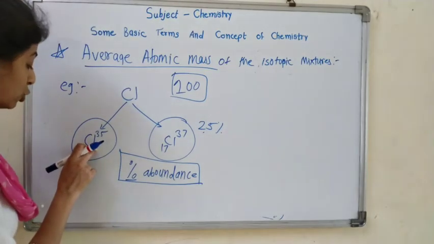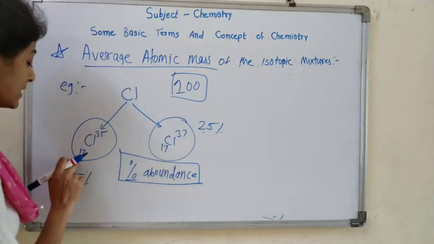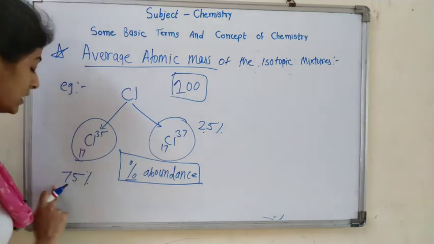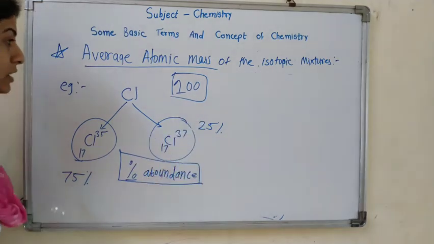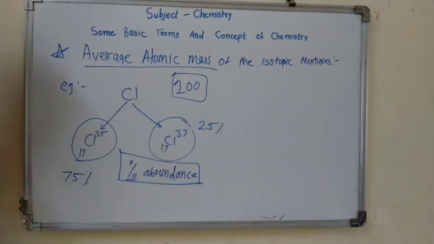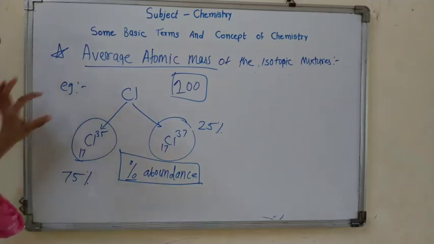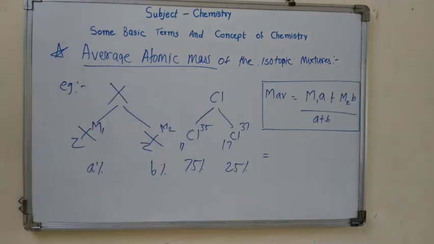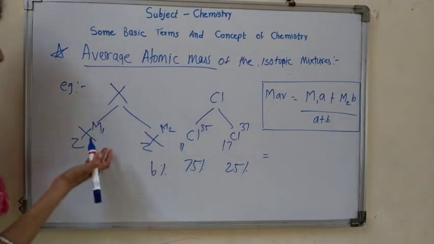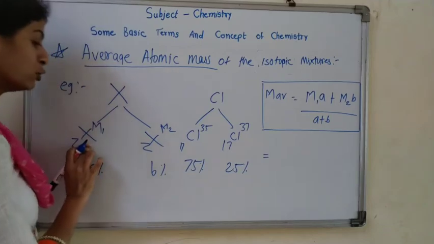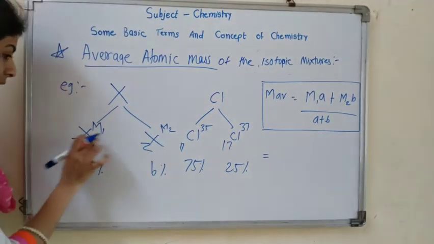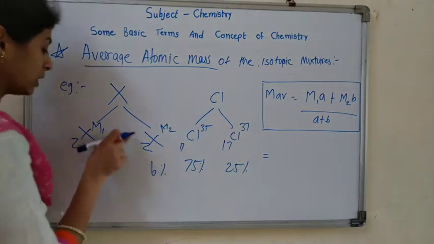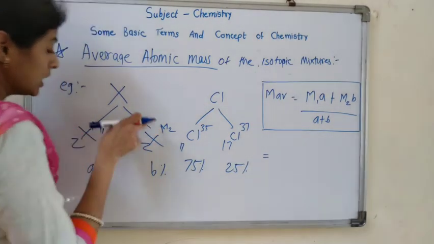This isotope of chlorine, that is Cl-35, is 75% in abundance, whereas Cl-37 is 25%. Okay, now we have to calculate the average atomic mass of the isotopic mixture for Cl. Let's see. This is an element having two isotopic forms. M1 and M2 are the atomic masses. X is the same element having the same atomic number, but their atomic masses are different.